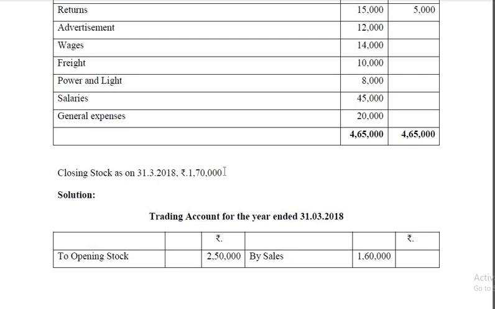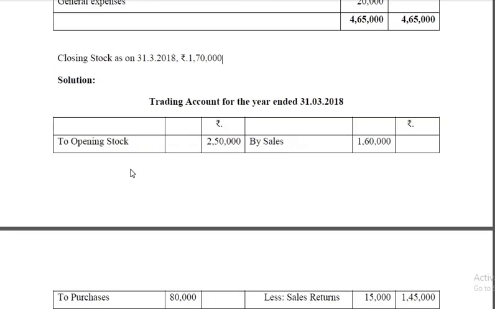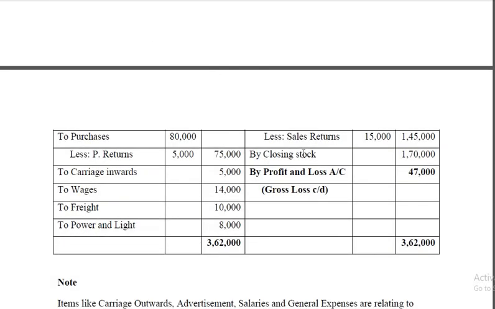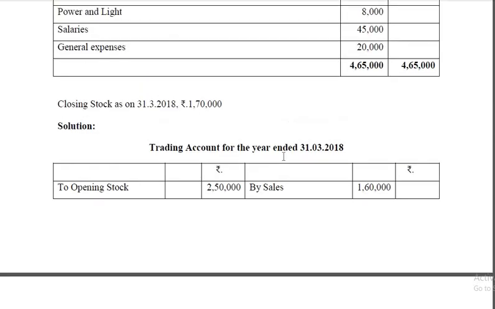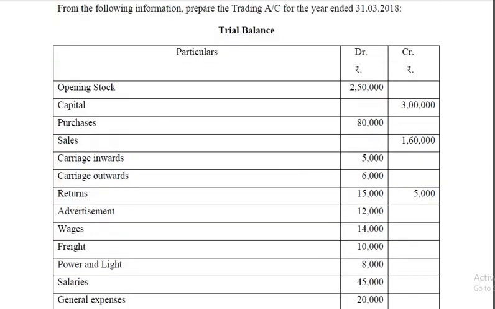So closing stock is given at the end of the year. So that will not be part of trial balance normally. So how do you treat that? In a trading account, you record that on the credit side. For example, written here, by closing stock 1,70,000. And if you are preparing the balance sheet, that will come to the asset side also. Here, of course, we are preparing just trading account. Let us see the treatment of these items in the trading account.